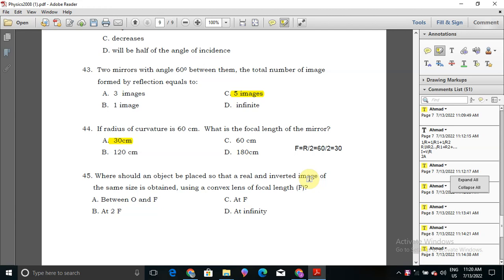Now question number 45. Where should an object be placed so that a real and inverted image of the same size is obtained using a convex lens of focal length F? Of course it will be at 2F. That means the correct answer for question number 45 is choice B. Now this was the last answer for the last question in this physics model.